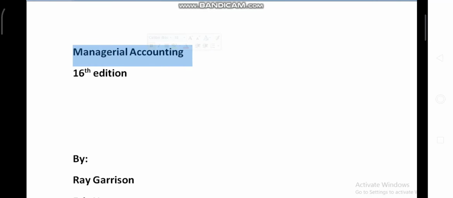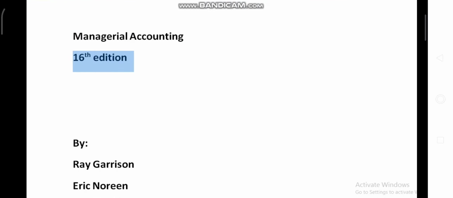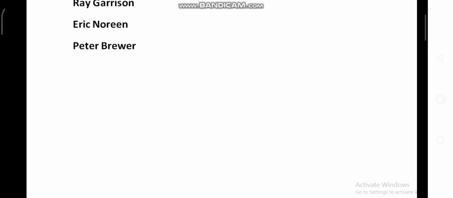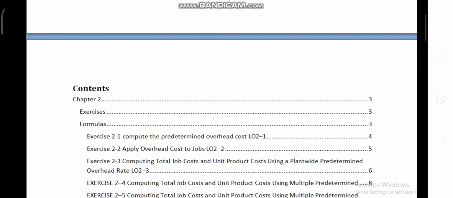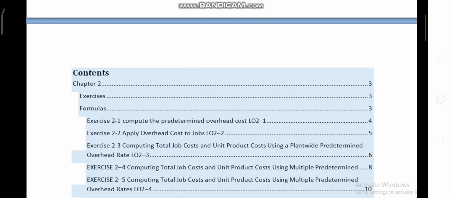Today I'm going to solve a question from Managerial Accounting 16th edition by Ray Garrison, Eric Noreen and Peter Brewer. I'm going to solve a job order costing question. That would be chapter 2, exercise 2-4. I'm going to solve today.